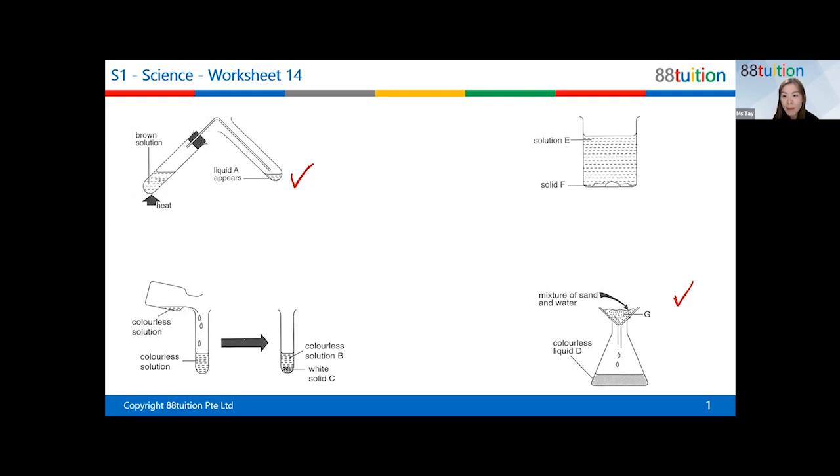Sabika, you are correct. Okay, so Sabika got it. She said that the first one actually resembles distillation. Why distillation? Because in distillation, we learn that the solvent is extracted, taken out of the mixture. So in this case, when you heat this brown solution, you're going to see vapor forming when it boils, and then the vapor enters this delivery tube, condenses, and gets collected as liquid A. Very good. So Sabika, you are right.